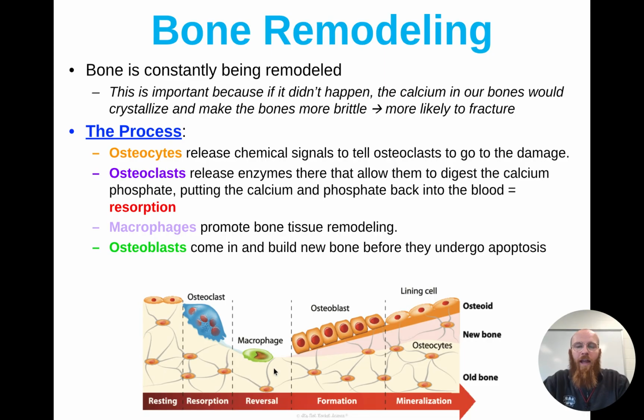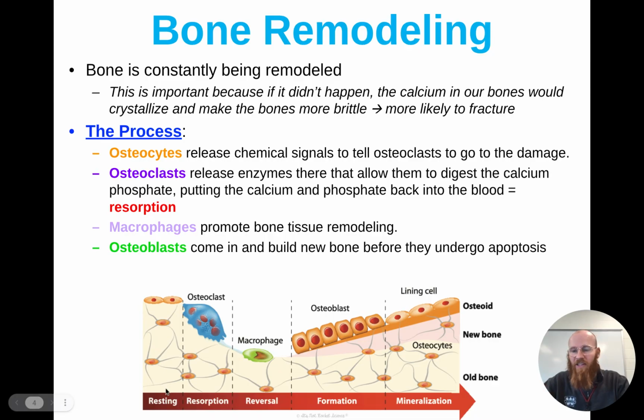And then finally, you have your osteoblasts, which come in and build new bone before they ultimately have served their purpose and they undergo a process of cell death that we call apoptosis. So osteoblasts, they're very, very selfless. They come in, they do their job, they help new tissue form, and once they've done their job, they get out of the way by quite literally removing themselves from existence.